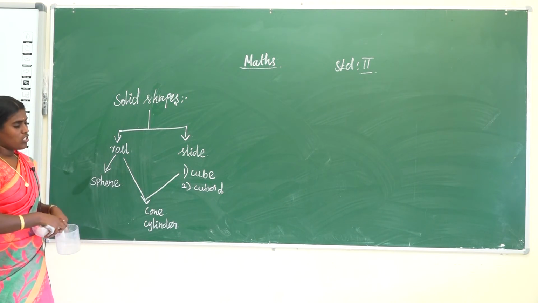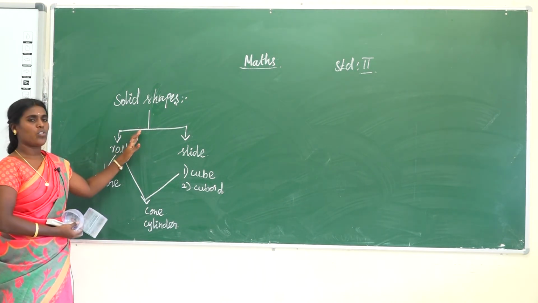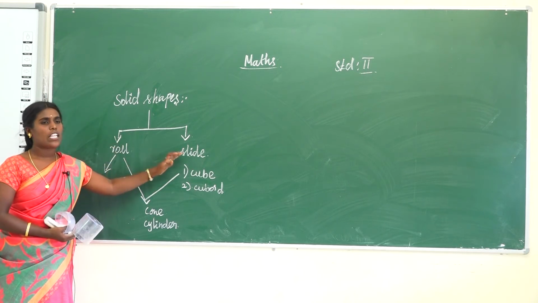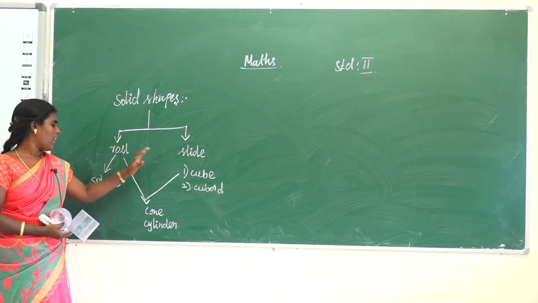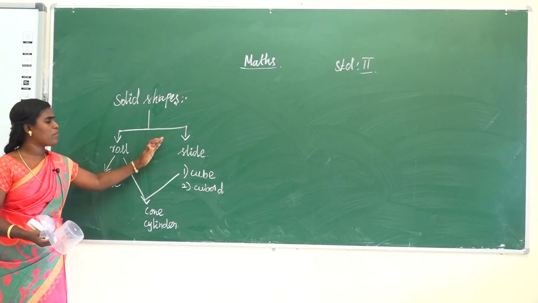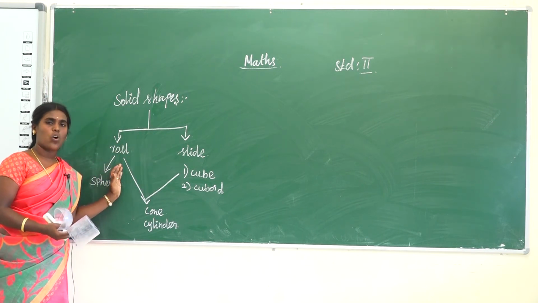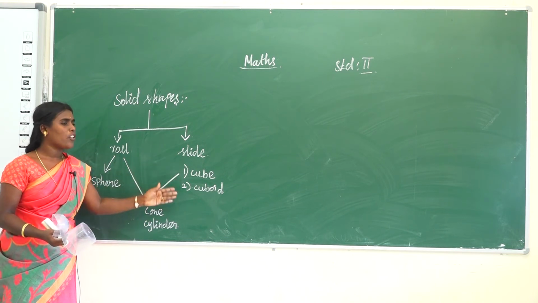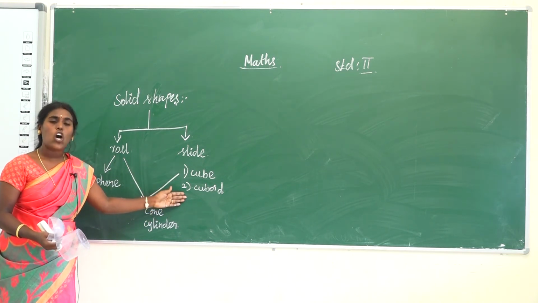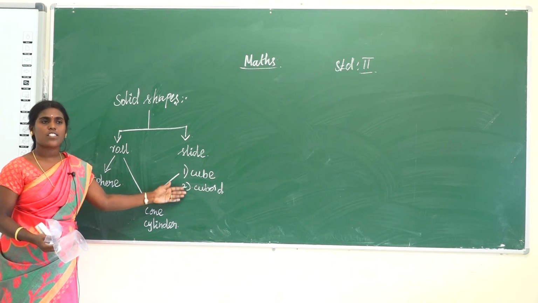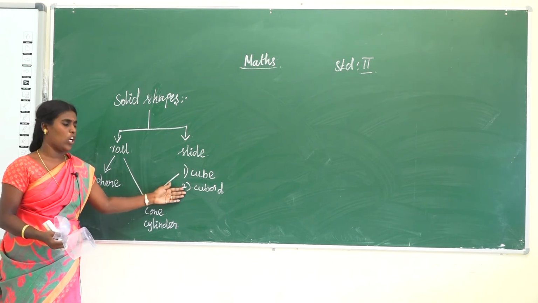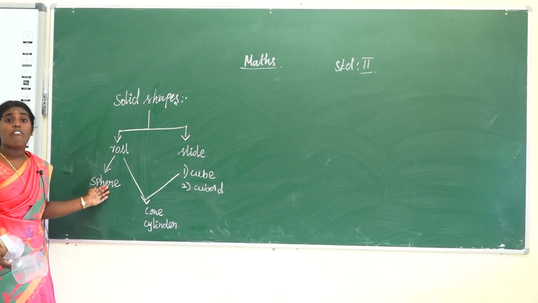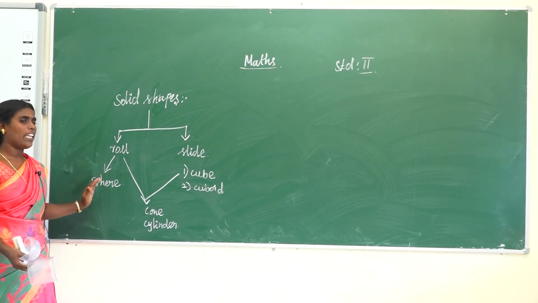Okay. So solid shapes have two types of moving. First one is rolling, another one is sliding. Okay. So which shapes slide? Which shapes roll? Which shapes do both? Cube and cuboid have no curved surface, so they slide alone. Then sphere has no flat face, so that is rolling alone.